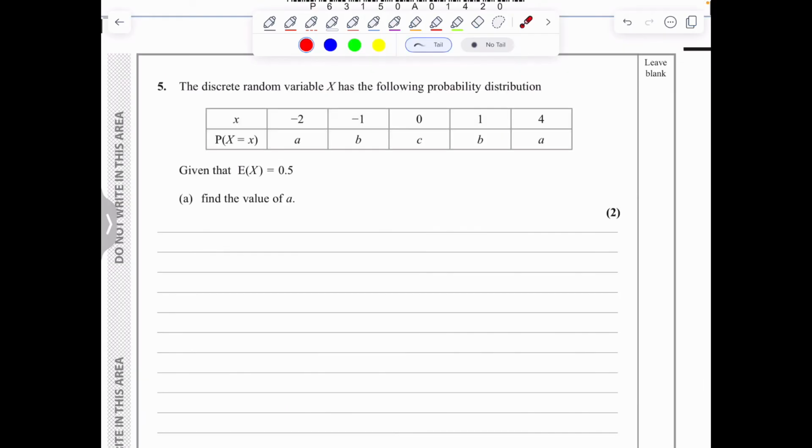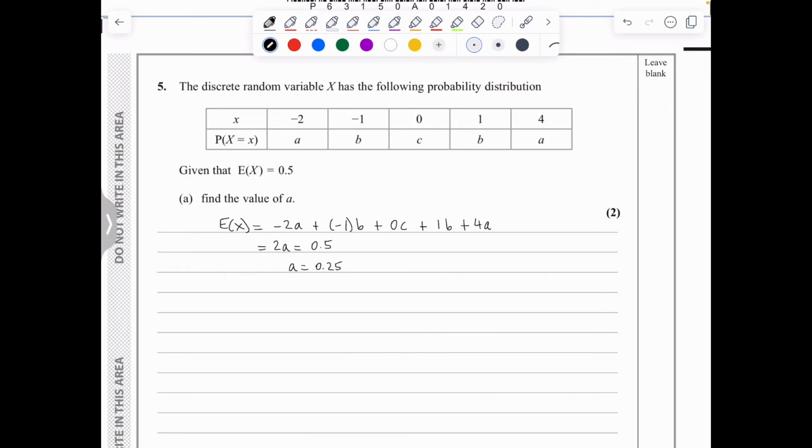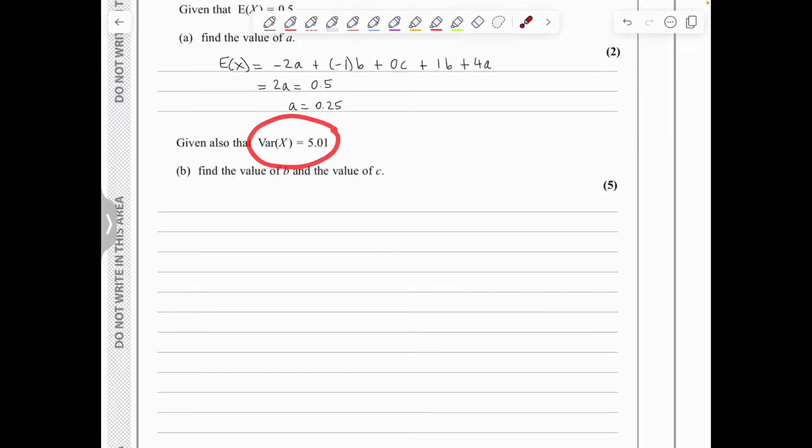In question 5, we've got the discrete random variable x with the following probability distribution. We are additionally told that the expectation of x is 0.5, and we are asked to find the value of a. Well, we know that the expectation of x is found by multiplying the values for x together with the associated probabilities and adding up all the pairs. So it's going to be minus 2a plus negative 1b plus 0c plus 1b plus 4a. This gives an answer of 2a, which is equal to 0.5 as given by the question, and therefore we conclude that a is 0.25.